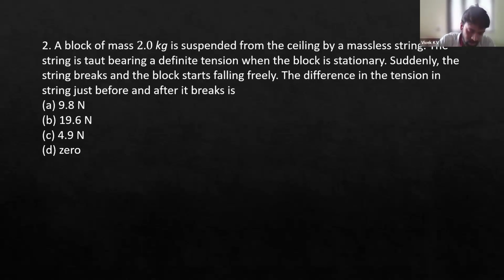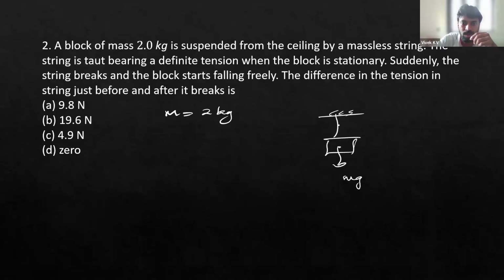So the data given is the mass m, which is 2 kilogram, suspended by the string. Before breaking, the string is taut, meaning the string is fixed and hasn't broken. So before breaking, the block remains stationary. There will be a weight acting vertically downwards, which is mg. And in order to hold this weight, the string will have tension. So the tension will be equal to the weight.